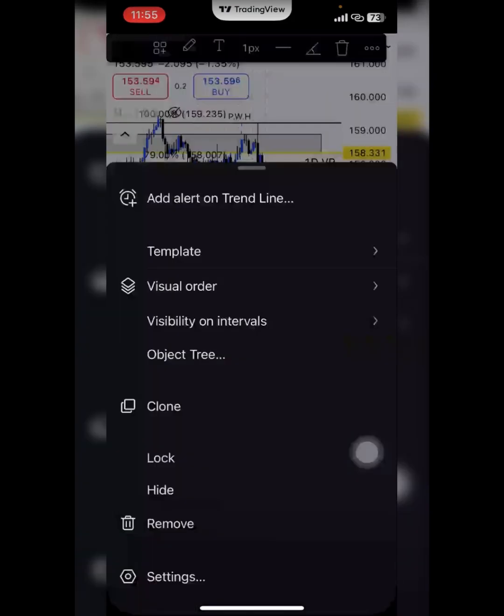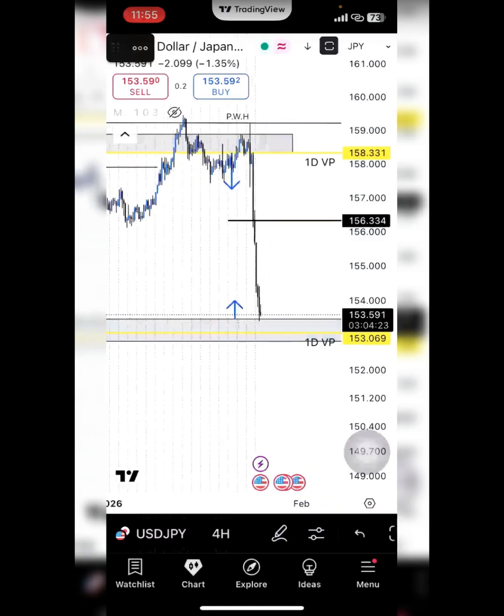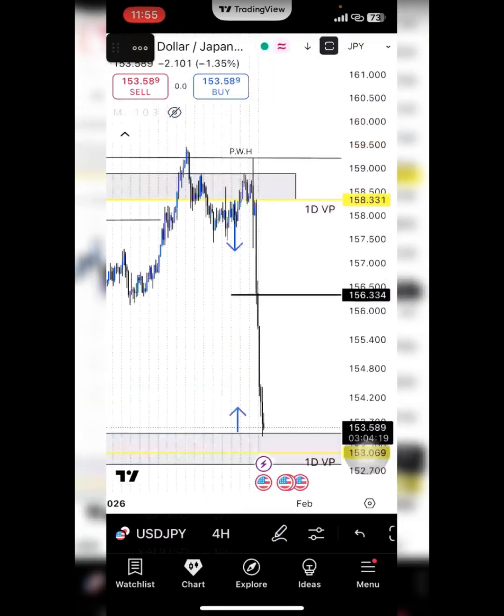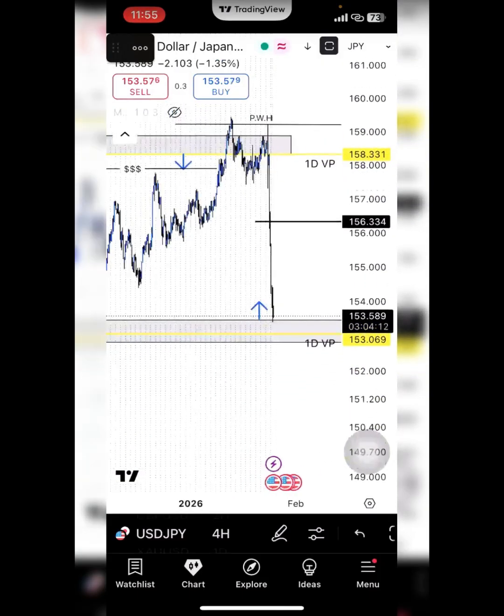At least the price of the market should get to this 50% Fibonacci retracement level before it continues selling, because the market does not move in one direction. The market moves in waves. So this is what I see for USD JPY, this corrective structure to the upside, getting to this 50% Fibonacci retracement.